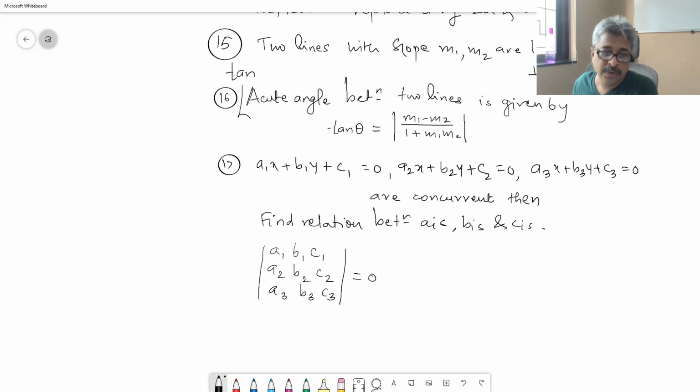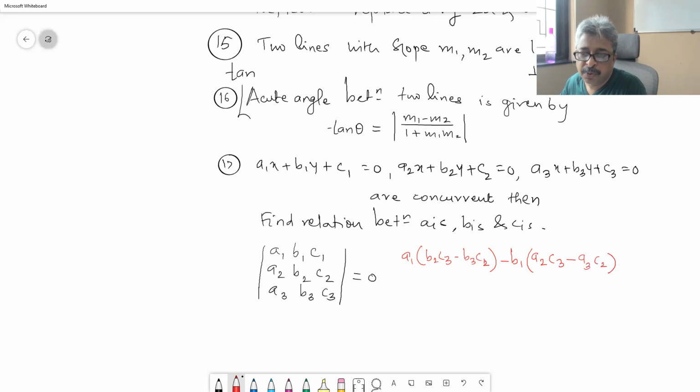This determinant is 0. And I think we know how to write down the expansion of this determinant: a1 into (b2 c3 minus b3 c2), minus b1 into (a2 c3 minus a3 c2), plus c1 into (a2 b3 minus a3 b2) is equal to 0. You will get this after simultaneously solving two and putting it in the third. The meaning of this expression is the same as this determinant. It is easy to remember.